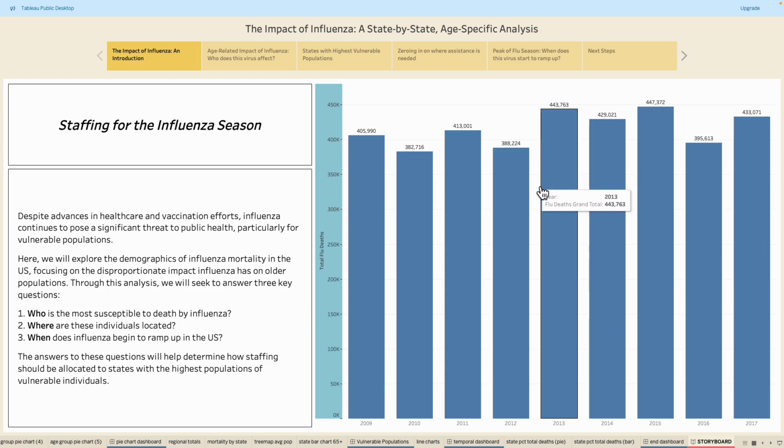The bar chart over here to the right is not meant to portray that much pertinent information. We're obviously going to dive into that a lot more deeply as we move through this. But what we're looking at here is just total flu deaths that have been observed from 2009 to 2017. We can see that we're in the hundreds of thousands here, which underscores the significance of making sure that we have hospitals and clinics staffed appropriately in order to mitigate the effects of the flu in this coming season.